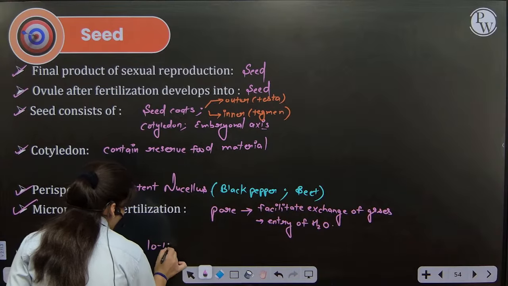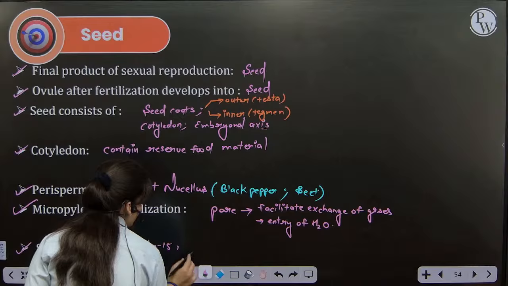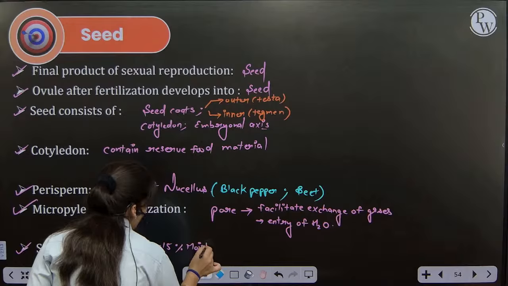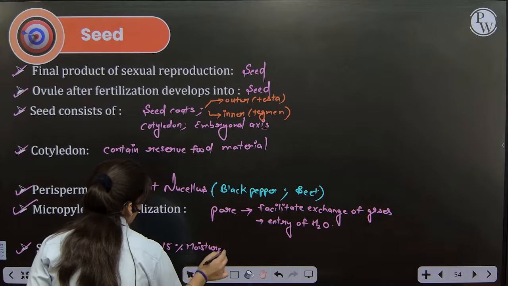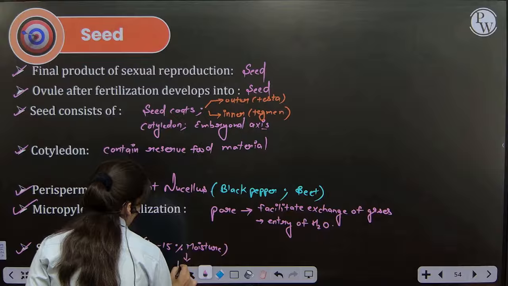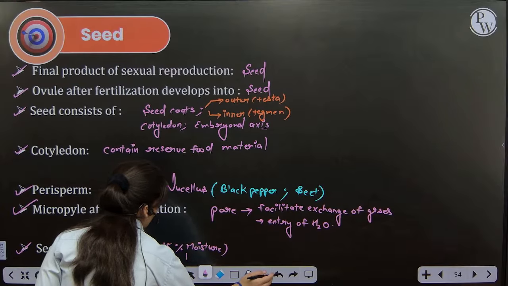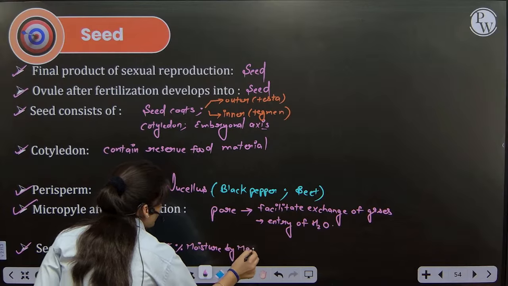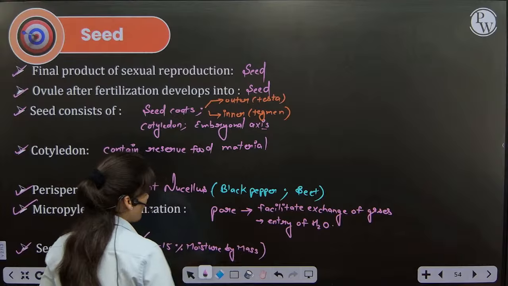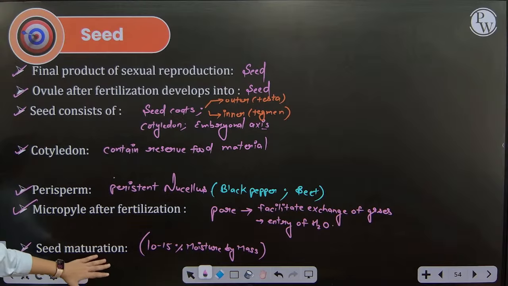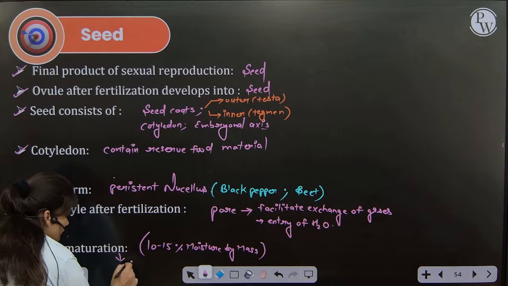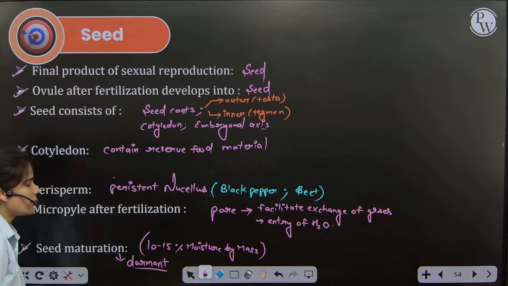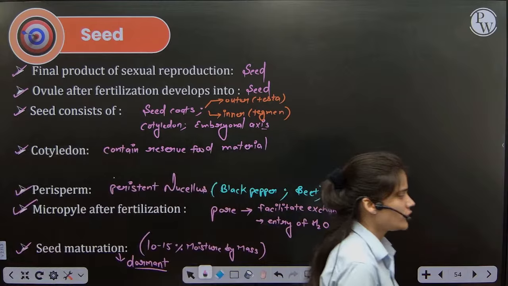10 to 15% by mass. It will lose 10 to 15% moisture by mass. That seed enters an inactive stage, that is dormant. Whenever favorable conditions are there, that seed starts to germinate.